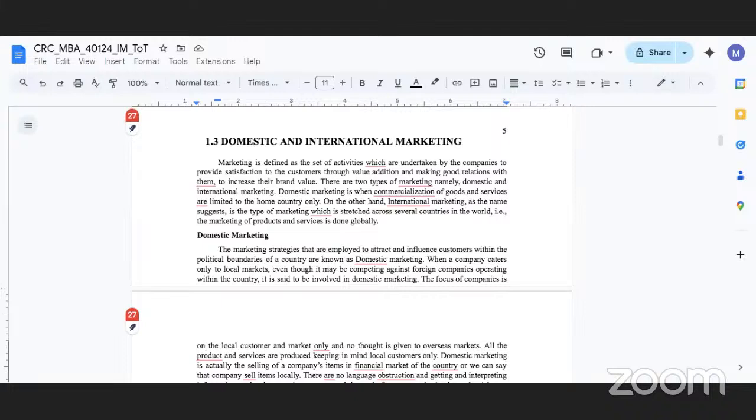Now, let us briefly look at a comparison between domestic and international marketing. So, here we are talking about marketing, which is defined as a set of activities undertaken by companies to provide satisfaction to the customers through value addition and making good relations with them to increase their brand value. So, the basic thing that we are talking about here is value addition. What more am I adding over my domestic product? Is it the finer packaging? Is it the product? Is it the quality?